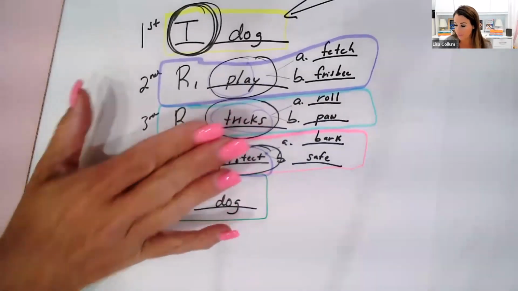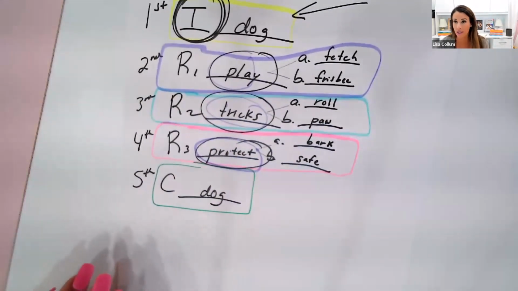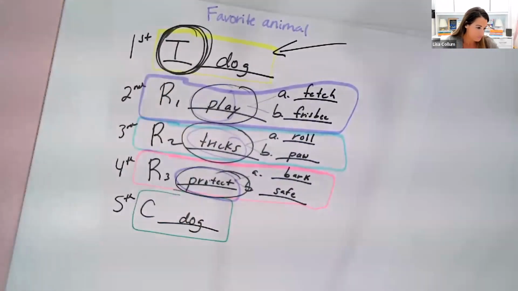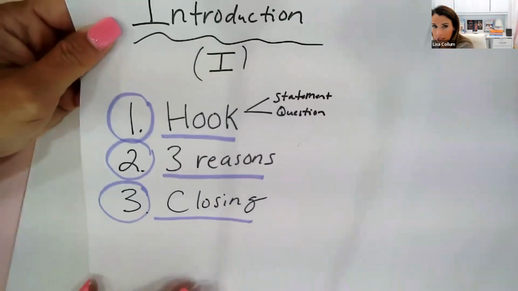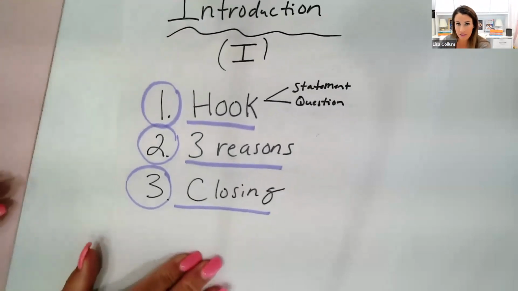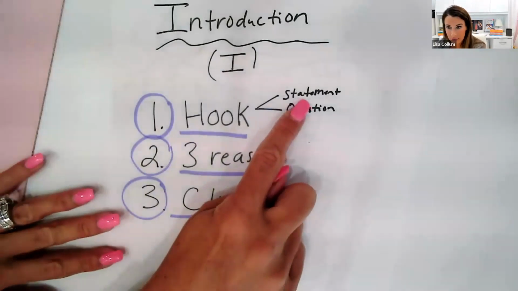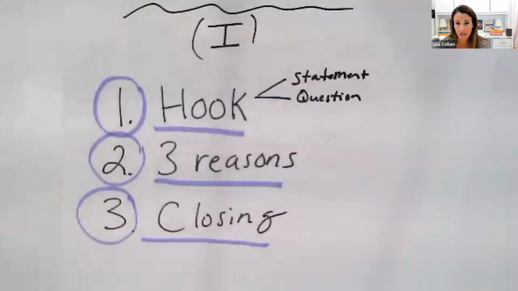Okay, so we learned planning. And then the last two times we've worked on the I paragraph. I taught you how to write this first paragraph. Now, as a reminder, the introduction paragraph, which we also call the I paragraph, has three parts. The first sentence is a hook where we either give a statement or ask a question. The second sentence is where we state our three reasons. And the third sentence is where we give our closing statement. So hook, three reasons, closing.